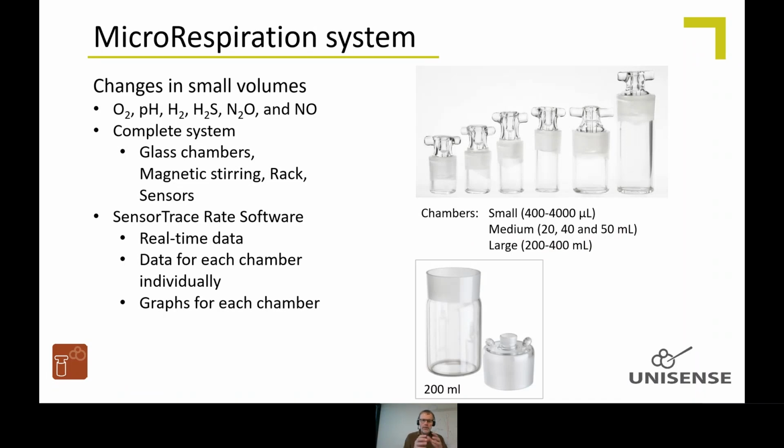You will need to make a construction of your own so you can place the sensor on top of it. You can use any of our sensors for this, both the optical and electrochemical oxygen sensors and all the others. It's a complete system with glass chambers, stirring, rack, sensors, and so on. The software will show real-time data, and it will collect data for each chamber individually, and you will get graphs for each chamber.